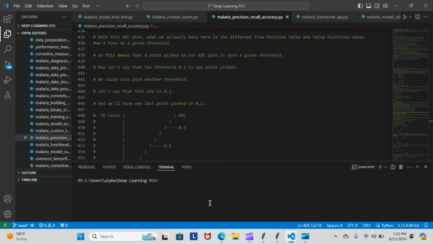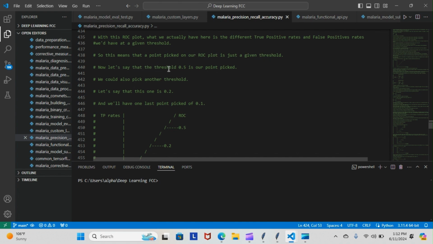Now, yesterday we left off talking about our ROC plots, and today we're going to pick up where we left off. With this ROC plot, what we actually have here is the different true positive rates and false positive rates we'd have at a given threshold. So this means that a point picked on our ROC plot is just a given threshold.